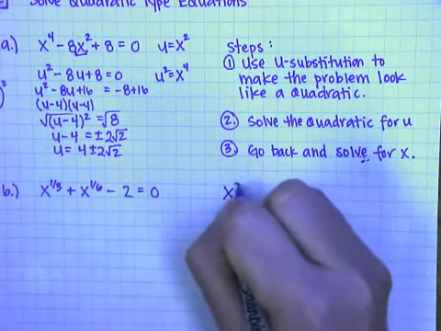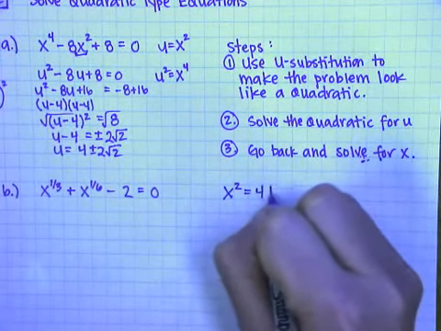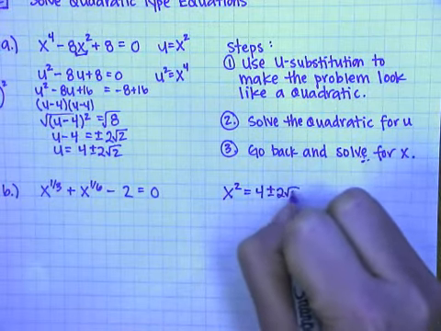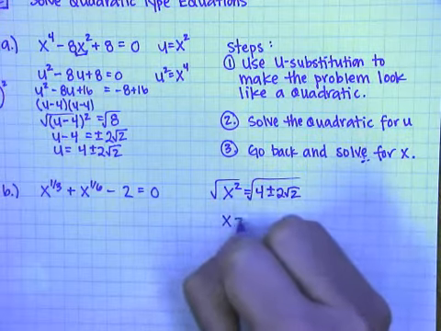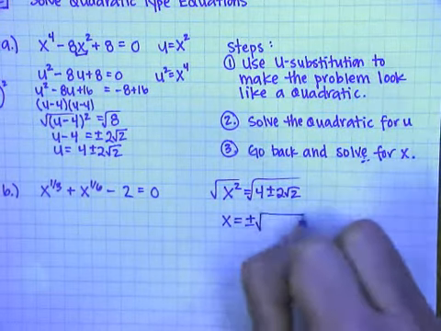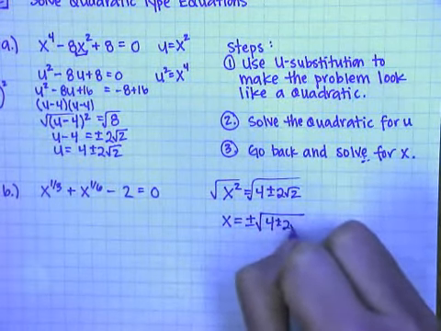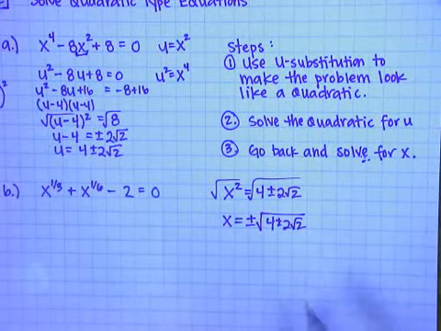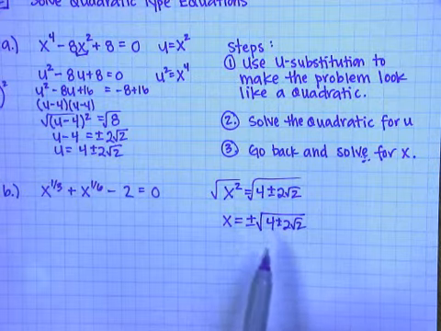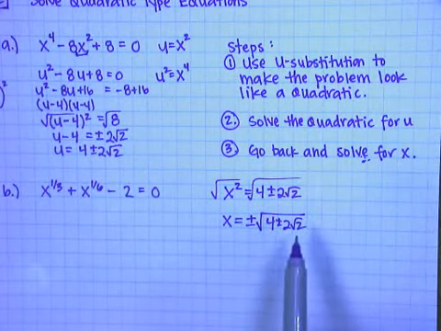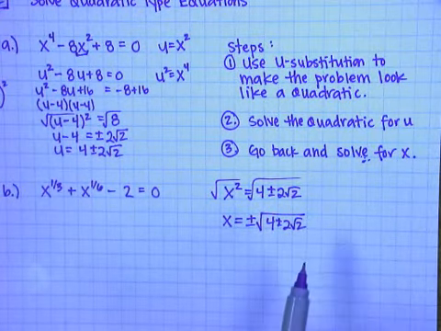So really, x squared is equal to 4 plus or minus 2 root 2. And so then we would square root that, and we would get x equals plus or minus the square root of 4 plus or minus 2 root 2. Now, this looks like all sorts of crazy. So, you should probably separate this out into 4 answers. I'm just going to put that out there.